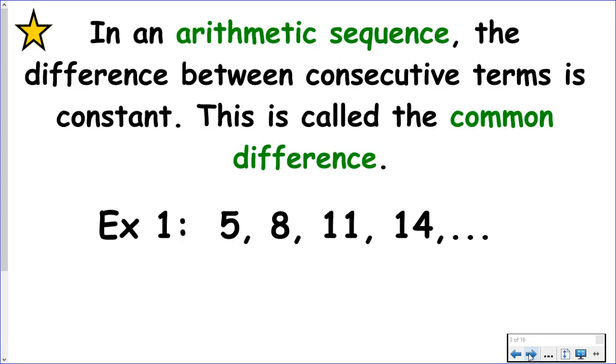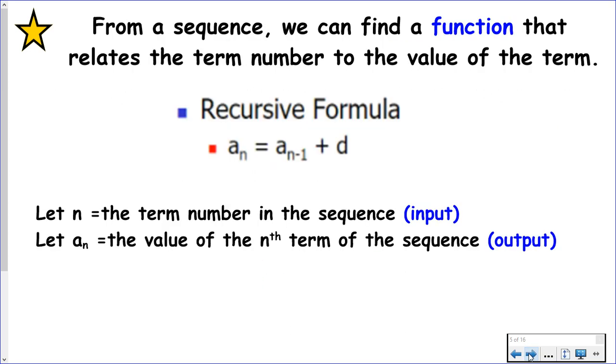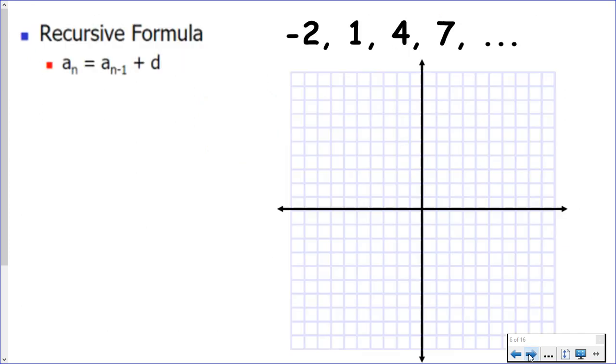So here's an example where we need to find a common difference when we're talking about arithmetic sequences. So we're going to add 3 each time. From the sequence, we can find a function that relates this term to the value of the term. So here's an example of what a common function would look like. n is the term number, that is your input, and a sub n is the value of the nth term of the sequence, your output.